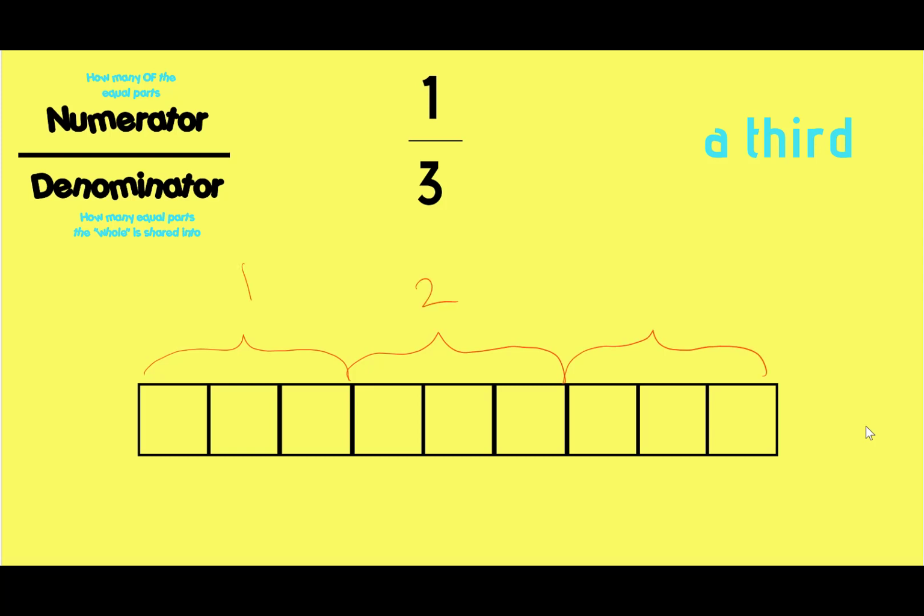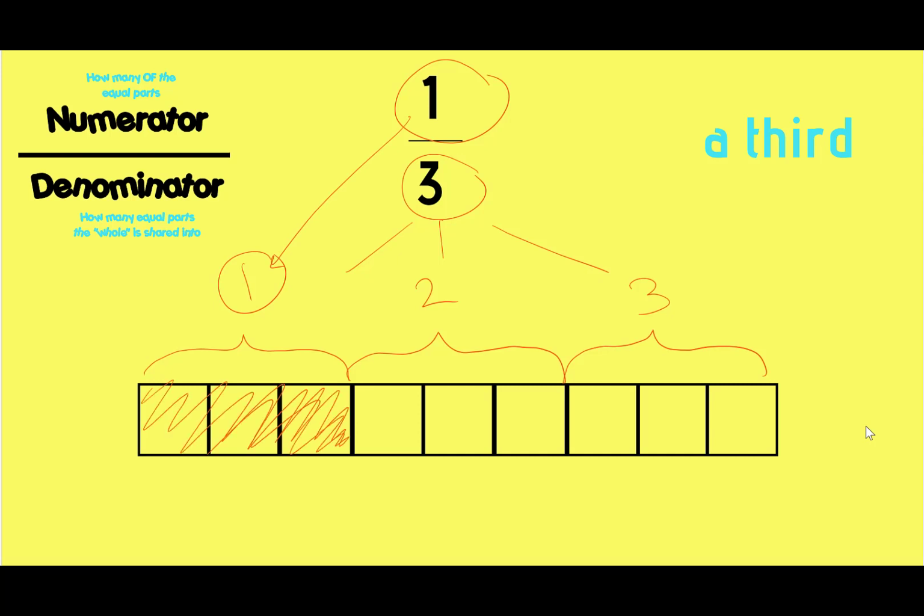1 group, 2 groups, 3 groups. Okay, I needed 3 groups. I've got 1, 2, 3 groups. My bar has been shared into 3 groups, and I'm just looking at one of the bars. So just one of the bars, and I'm just going to shade in one of my groups. One of my 3 groups. You get the same answer as you did before. It doesn't matter if the squares are shaded next to each other or separately.